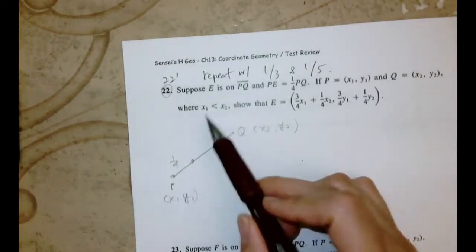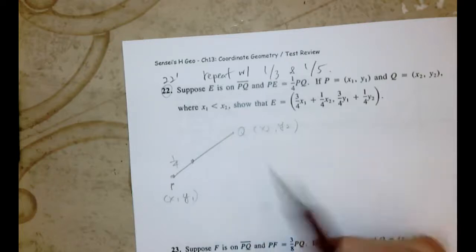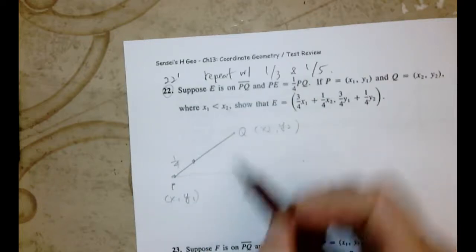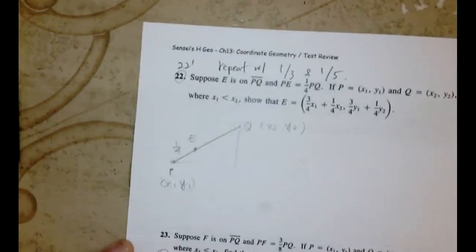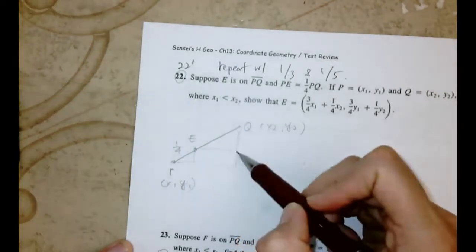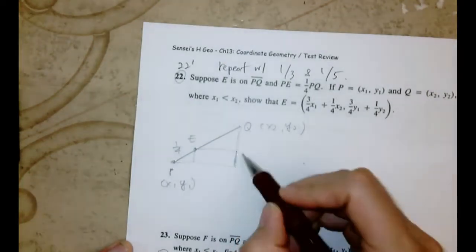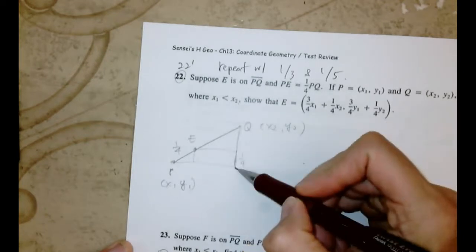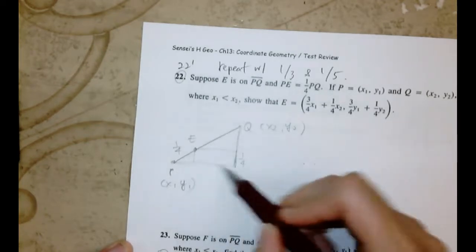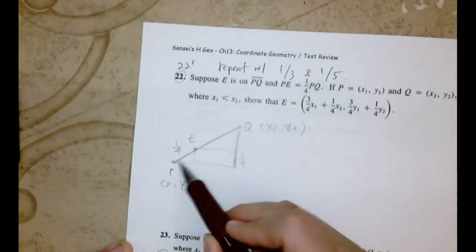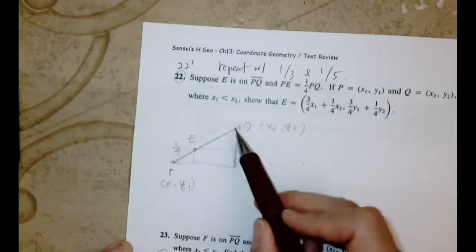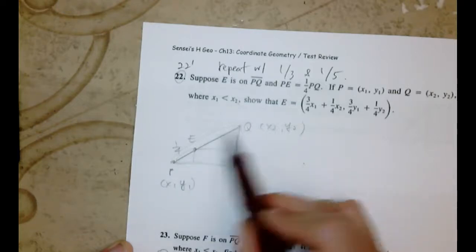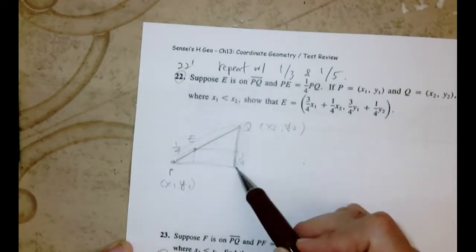Now, x1 is smaller than x2. So if we are trying to get the coordinate of this point E, this should be a quarter of this, because these are similar triangles. So this over this should equal this over this.